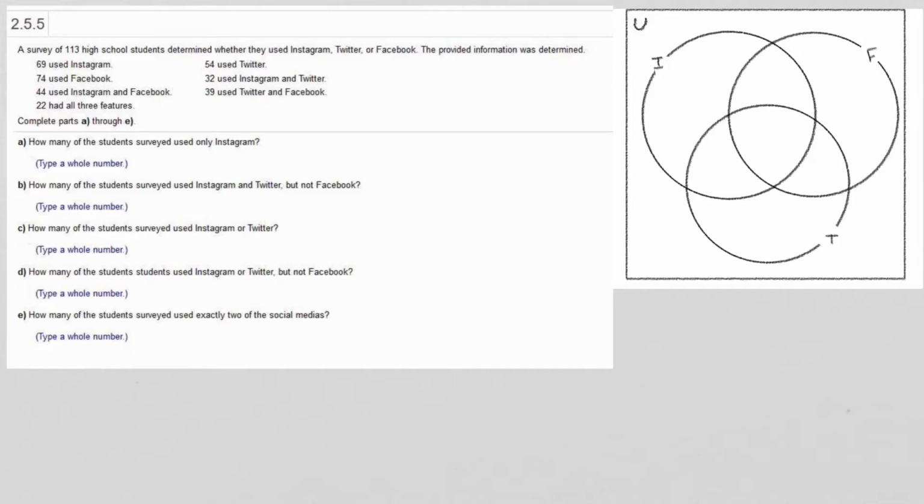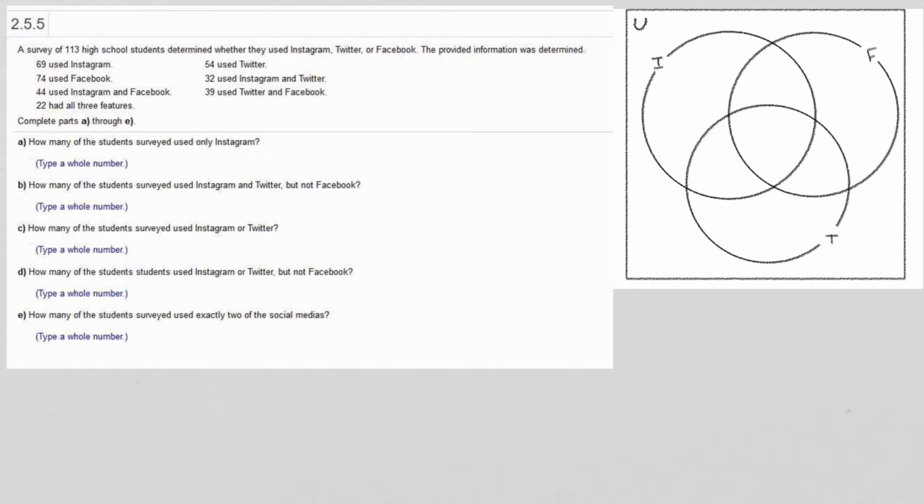In this problem, we're told that a survey of 113 high school students determined whether they used Instagram, Twitter, or Facebook. And then we're given information about how many used each form of social media. So we're told 69 used Instagram.